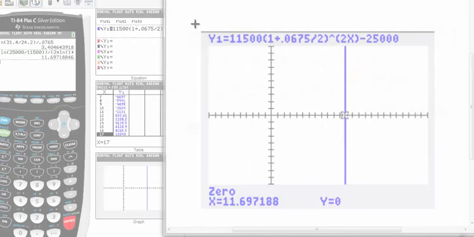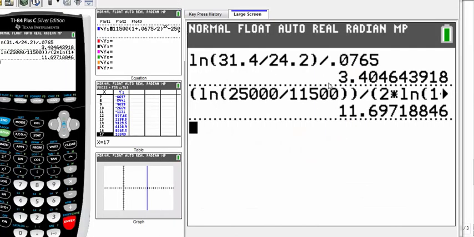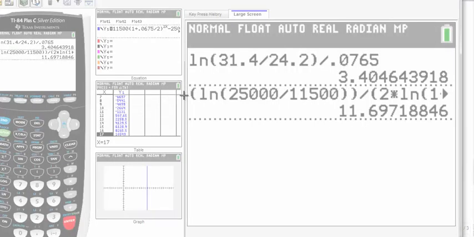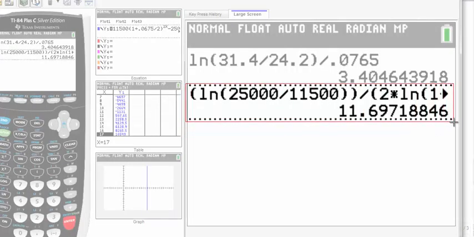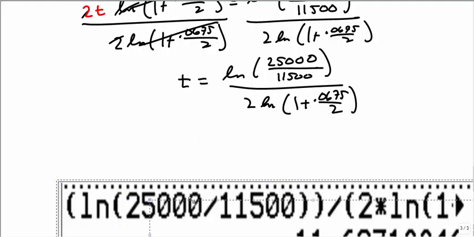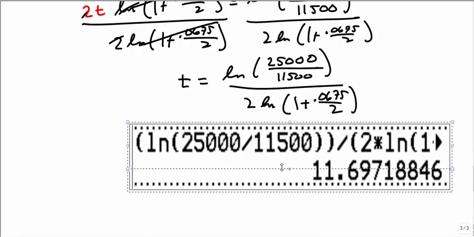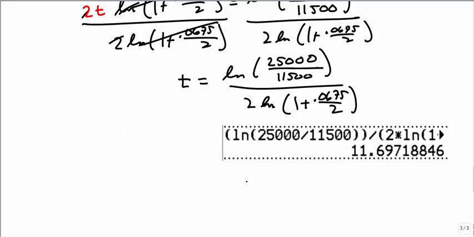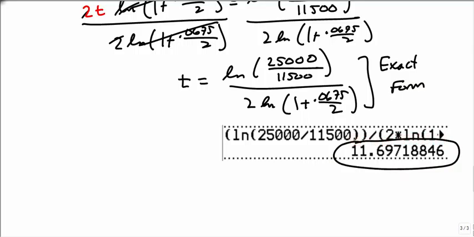11.697118 is what I had before. I'm going to copy this, and I have the same thing here, 11.697188 as well. So whether you do it by hand or graphically, you can see that our solutions verify. One thing to keep in mind here is exact form versus decimal approximation. If MyMathLab were to ask you for the exact form, this is what they'd be asking for. This is your rounded answer.